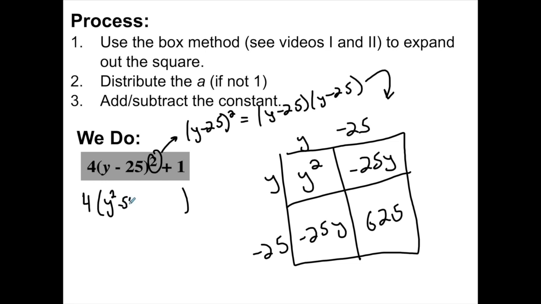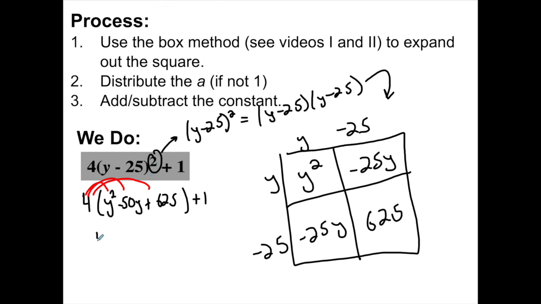Minus 50y, and then plus 625, and then what's left? The plus 1. Now, what do I need to do in this case because of the 4? Here I'm going to take it and distribute it. I need to distribute that 4 because now you do the exponent, now you do the multiplication.